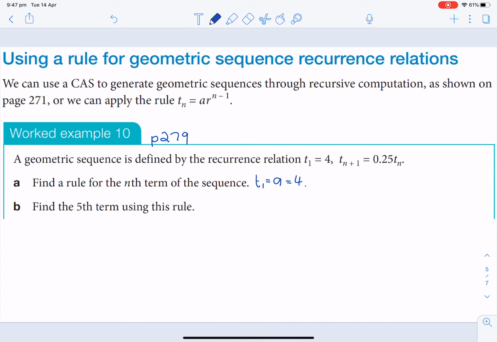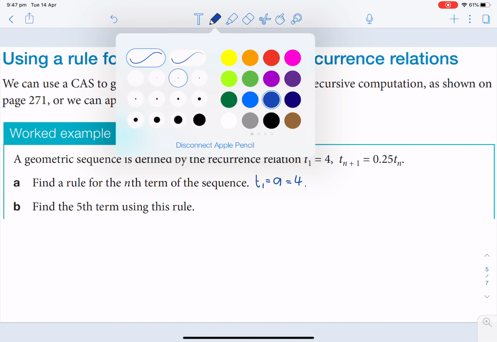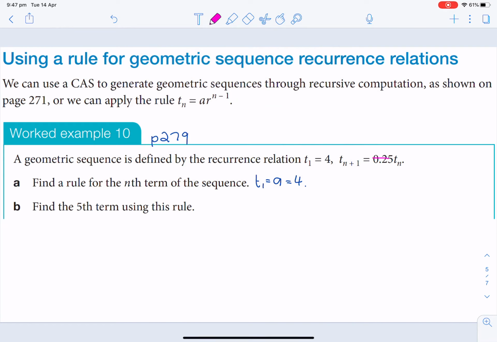And my common ratio, pull my pink highlighter again. Oops, wrong one. My pink highlighter there, they're the two numbers I need. So my A value is 4, my R value is 0.25 or a quarter.